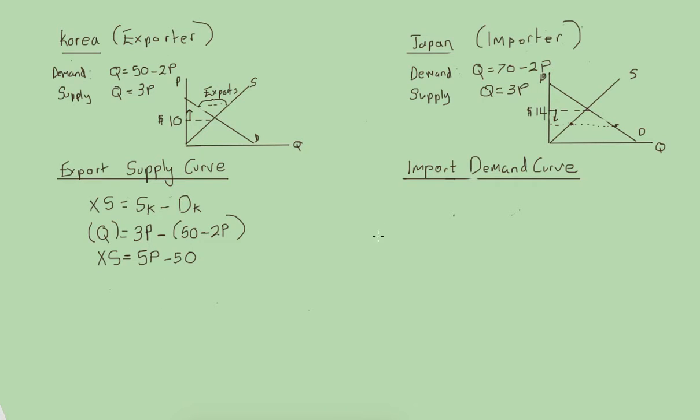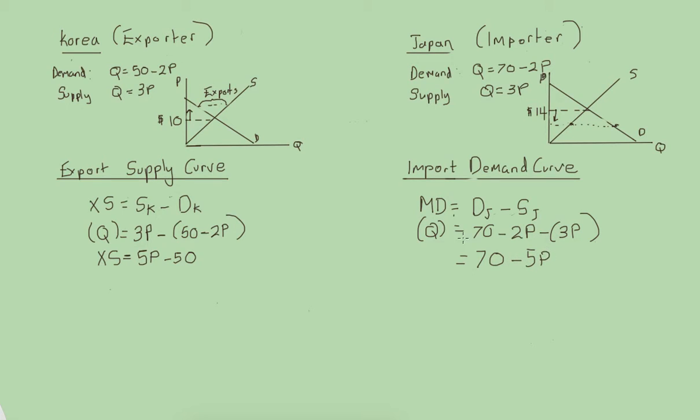And we can plot that. We'll do that in the next video. The import demand curve then is going to be demand in Japan minus supply in Japan. So there's our demand minus supply to find out what this gap is at any given price. The quantity, just to remind you, that's a quantity, is equal to 70 minus 2P, and then subtract the supply curve, minus 3P. So we get 70 minus 2P minus 3P, which is 70 minus 5P.